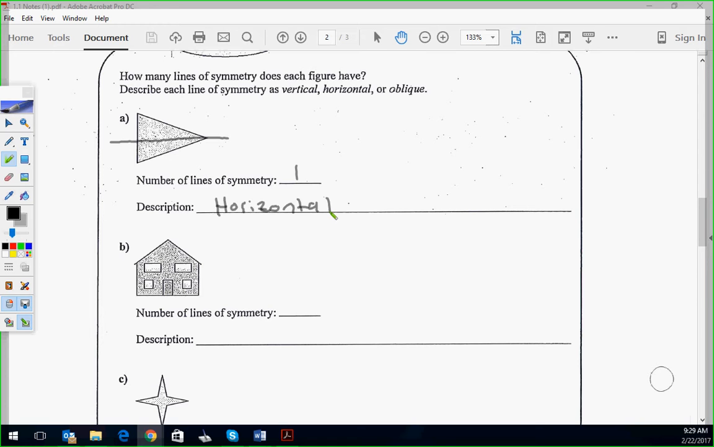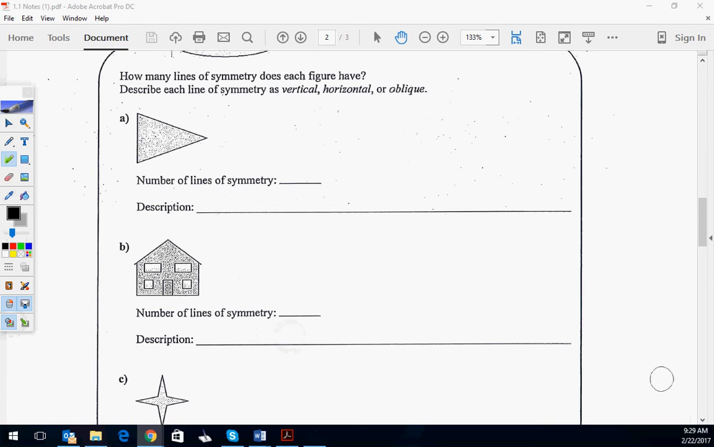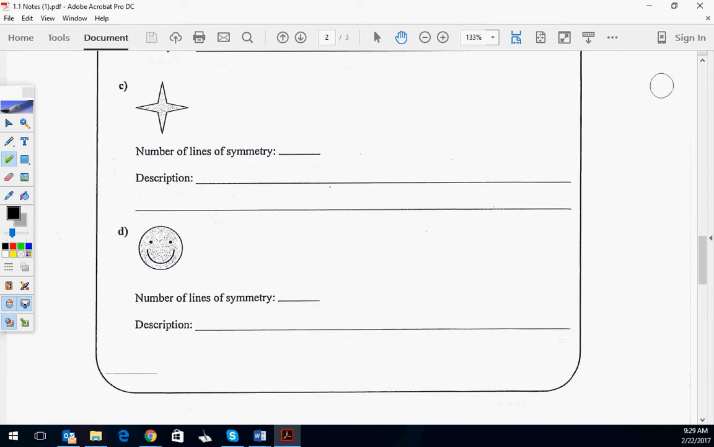The windows do matter on this one. Okay, so Caden, how many for B do you think? One. Yeah, just one because of the windows and because of the shape. So one vertical line. Okay, good.